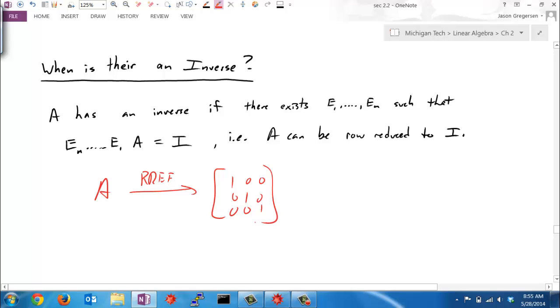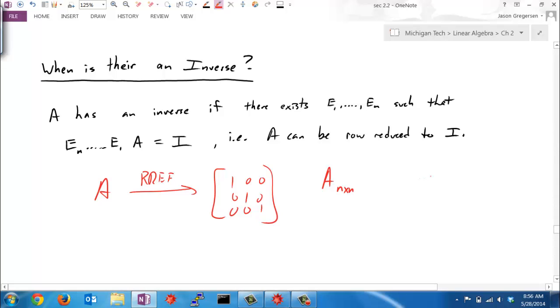When I do my row reduction process and I get to that thing, I can start talking about the pivot positions. What's special about the pivot positions here? One in each column and one in each row. That tells us a couple things. It tells us that A has to be n by n. We only talk about inverse matrices for square matrices. If it's not square, it doesn't have an inverse.